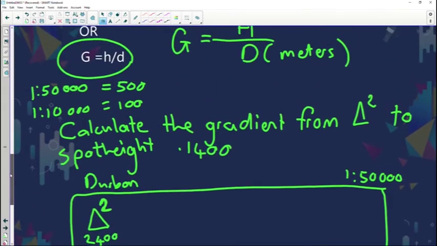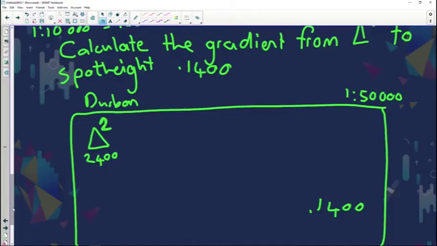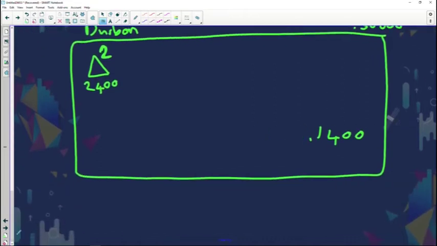Now, importantly, look at your formula. Gradient equals height over distance. But we need to establish the height difference. So first of all, let's quickly draw a formula in here. Let's use a red pen instead. So already we can establish the height difference. And how would you do it? You subtract the lowest from the highest.